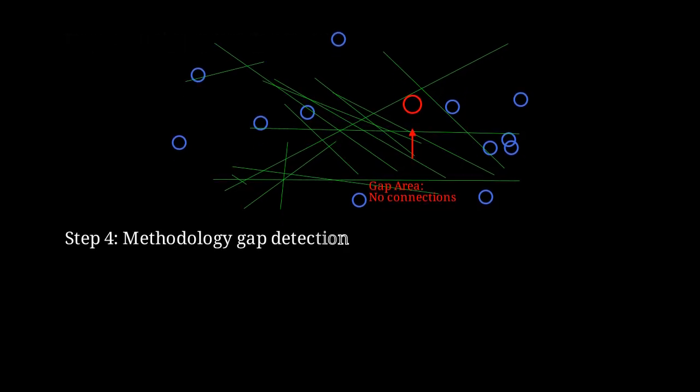Step 4 is methodology gap detection. The AI identifies when certain methodologies haven't been applied to specific problems. Step 5 involves temporal trend analysis. The system tracks how research focus evolves over time, identifying declining or emerging areas.